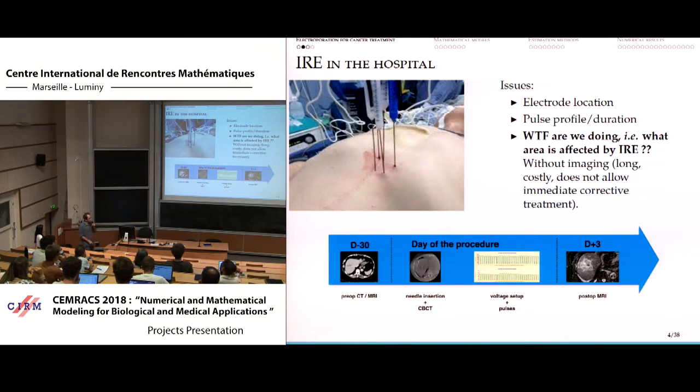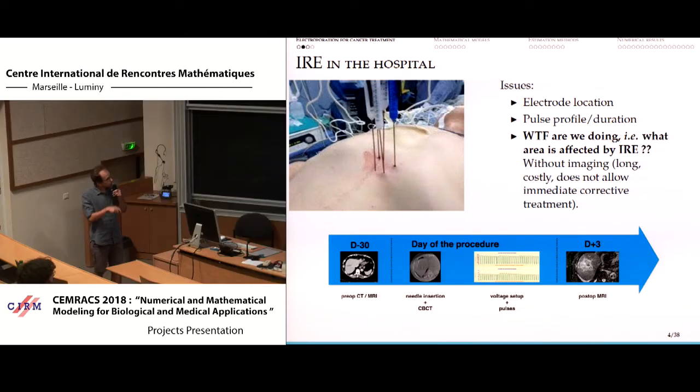So these are very short pulses because we don't want to have a pulse during the heartbeat of the guy on the table, otherwise it would be very effective treatment. And then after a few days, we can perform a new MRI to assess the treatment itself, and this is where we will be able to know which part of the body has been really treated, and we will know at this point whether we need to perform maybe a new electroporation procedure.